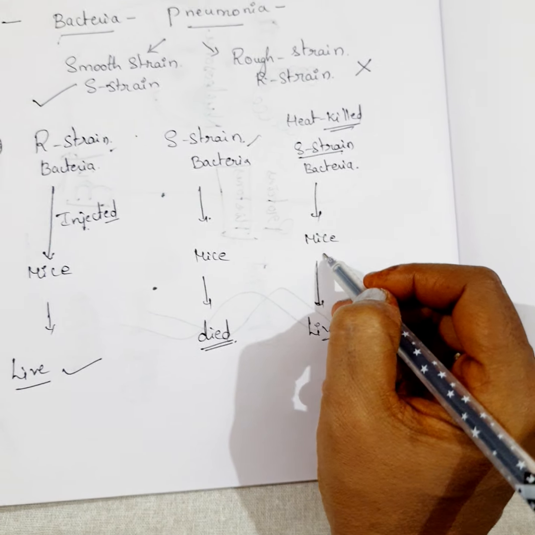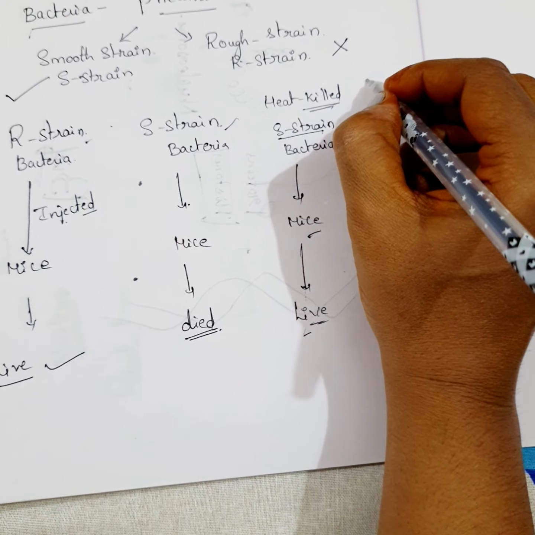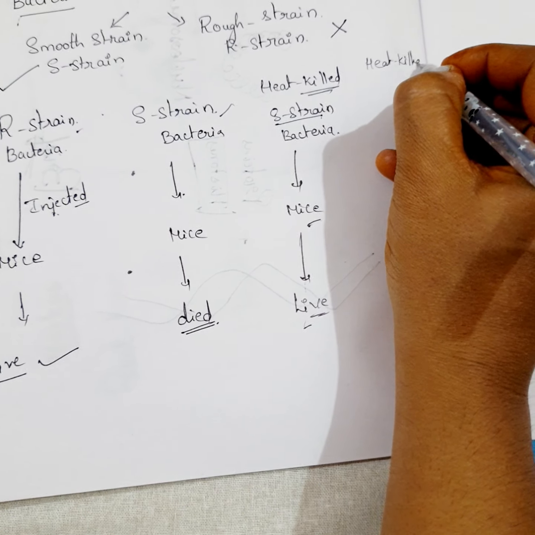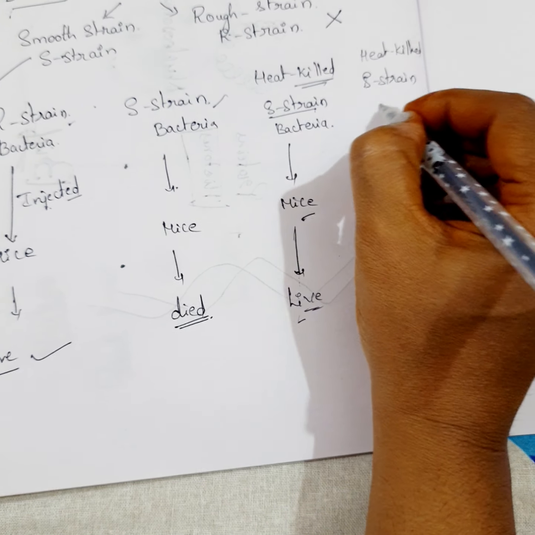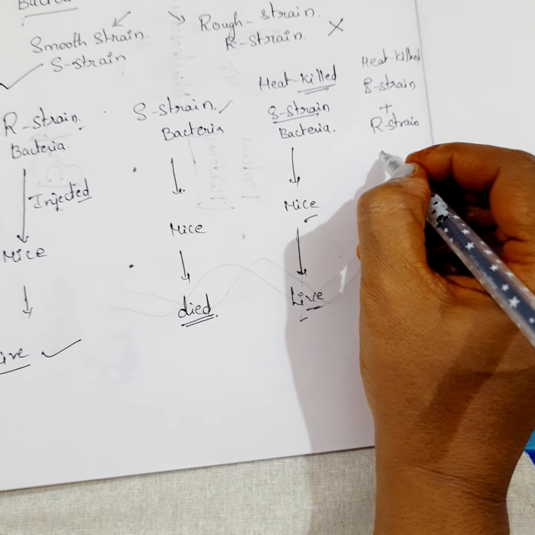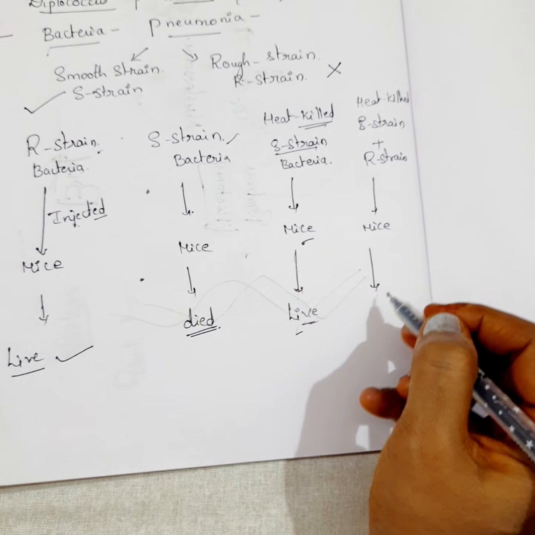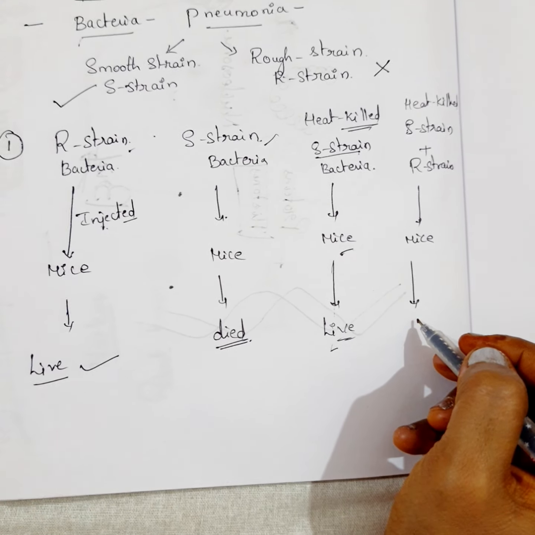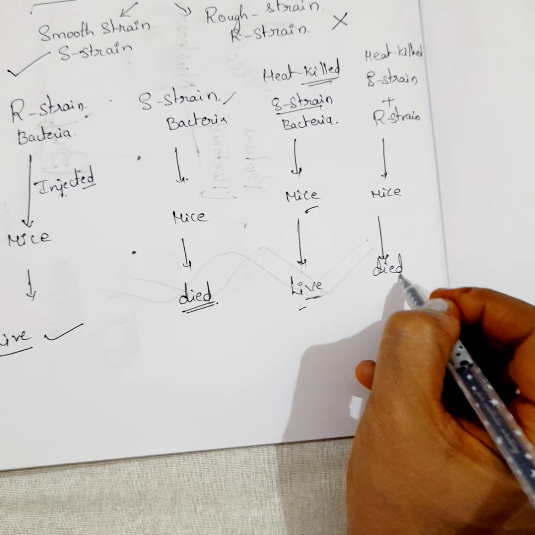That's the reason when he introduced it into the mice, the mice was alive. Later on, he added heat killed S strain bacteria, and at the same time he also took the R strain bacteria. So he injected them into the mice. Now tell me students, what is going to happen, whether the mice live or die. So to his surprise, the mice died.